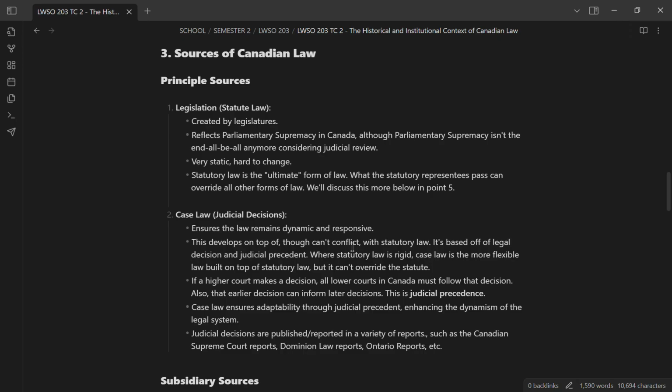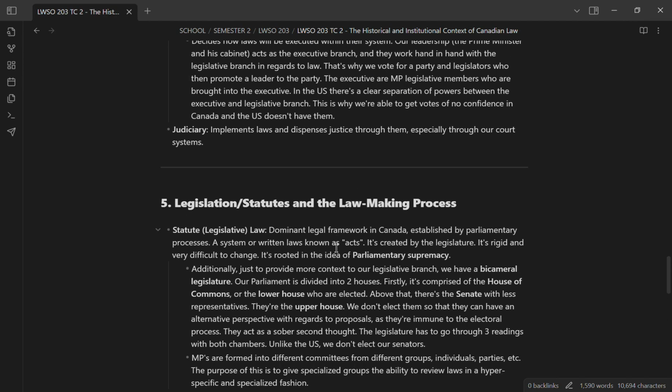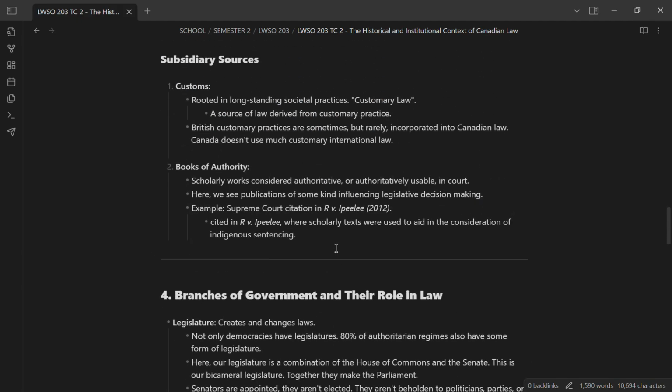Number one, we have legislation or statute law. Legislation is created by legislatures. It reflects parliamentary supremacy in Canada, even though parliamentary supremacy isn't the end-all be-all anymore because of judicial review. But again, that's Parliament having the highest say. Statute law is very hard to change. It's very static. And statutory law is the ultimate form of law. What the statutory representatives pass can override all other forms of law. We'll get more into that in point 5 when we're talking about legislation, statutes, and the lawmaking process.